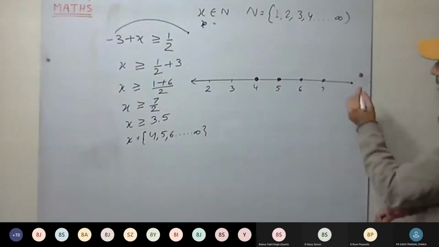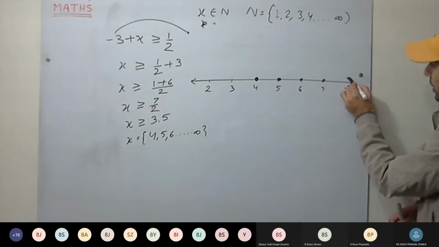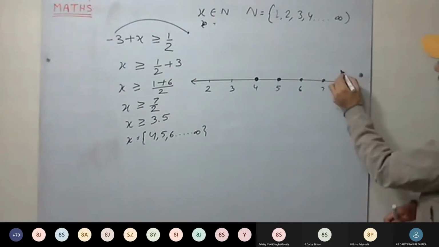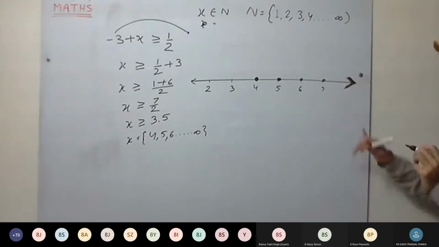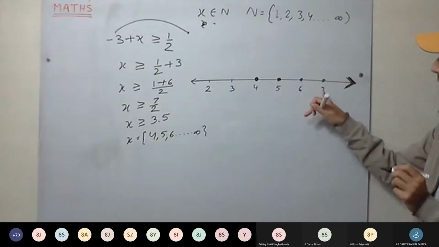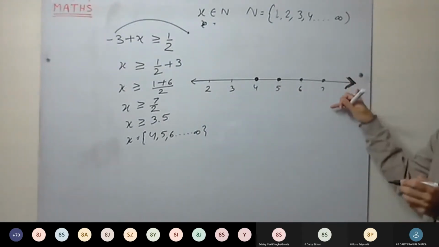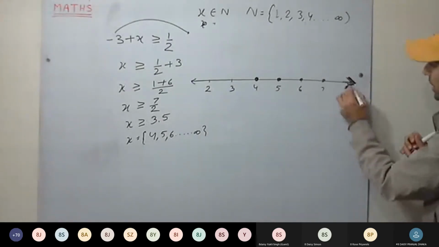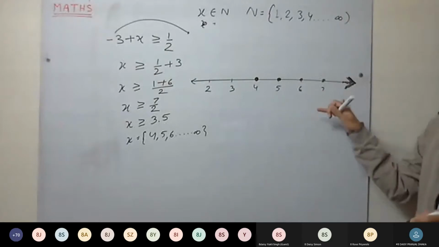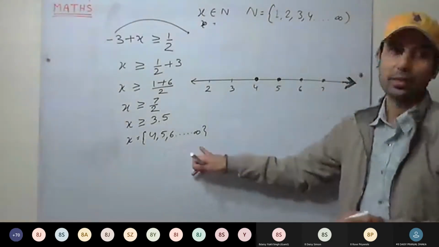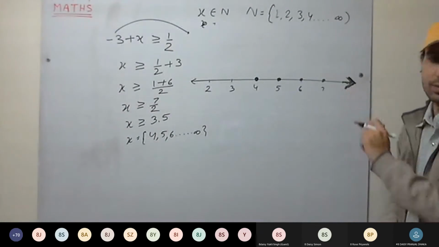Up to infinity. Make the arrow bold, or you can put 3 dots here. Mainly we make this arrow bold. This shows that 4, 5, 6, 7, 8 up to infinity, these values, are included. Or you can make it like this as well. This arrow shows that up to infinity we have elements, that is 4, 5, 6, 7, 8, 9, 10 up to infinity. Understood this arrow?